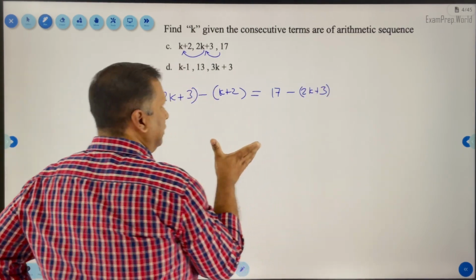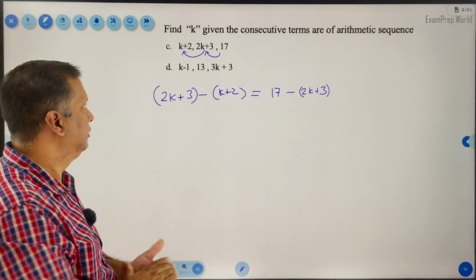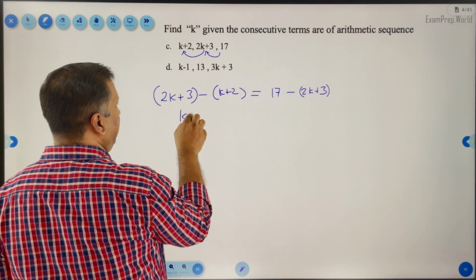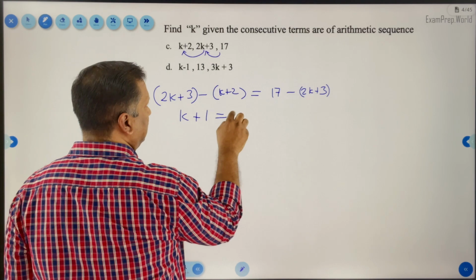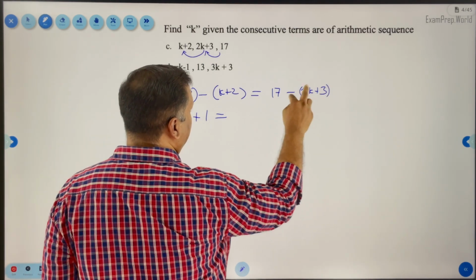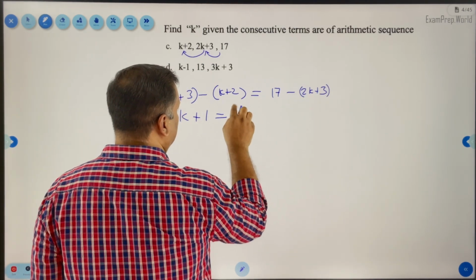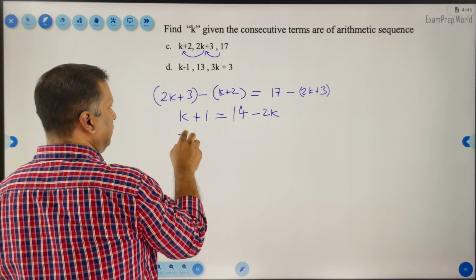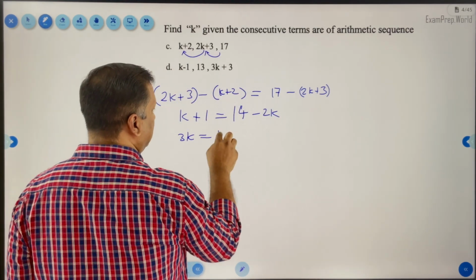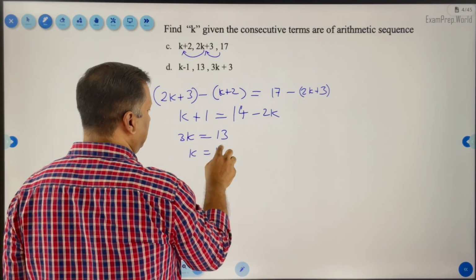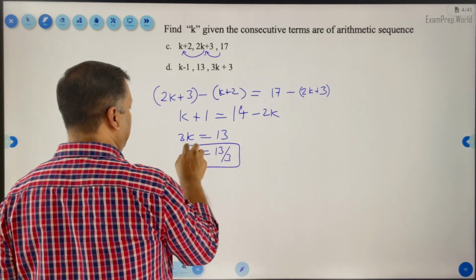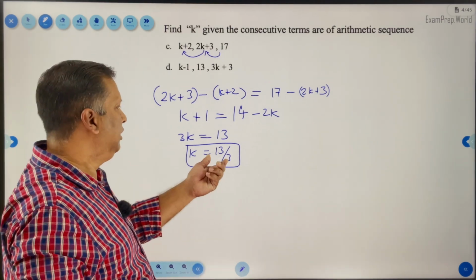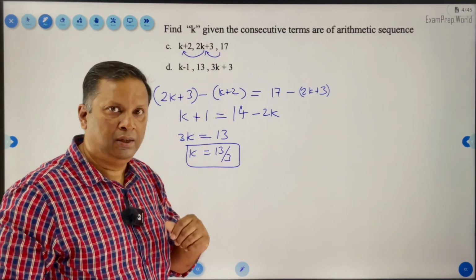Now solve for k. So it is 2k minus k, which is just k, and 3 minus 2 is plus 1. 17 minus 3 is 14 and minus 2k. Can I bring this 2k here? It becomes 3k and this becomes 13. k equals 13 over 3. We get a fractional number for k, which makes it an arithmetic sequence. k should be exactly this, then only these 3 terms are in an arithmetic sequence.